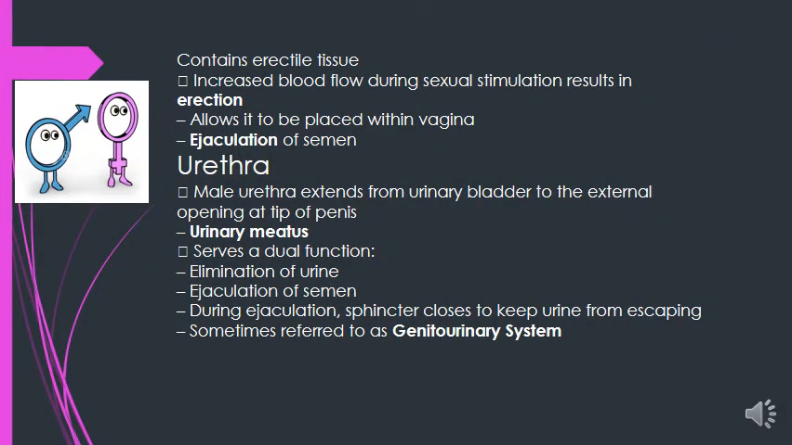Okay, when we talk about the function of the penis, it contains erectile tissue. And what is the role of this tissue? This tissue increases blood flow during sexual stimulation, resulting in erection, and it allows the penis to be placed within the vagina. And what is the role of it? It is very important for ejaculation of semen into the vagina.